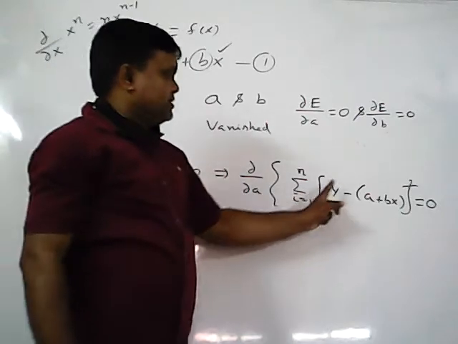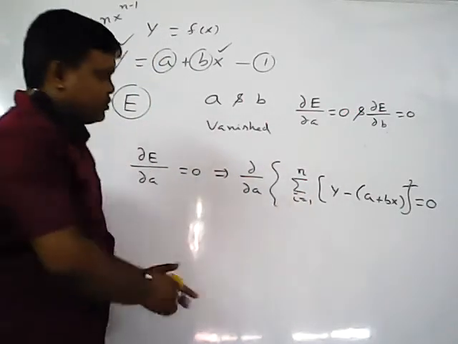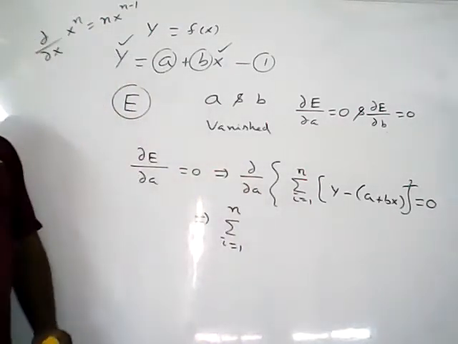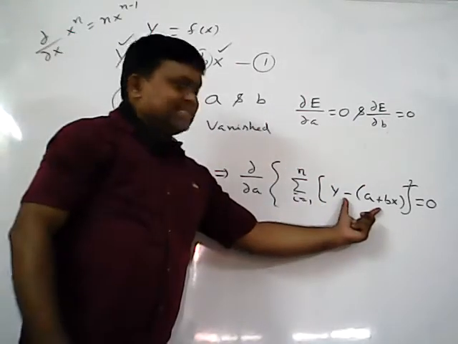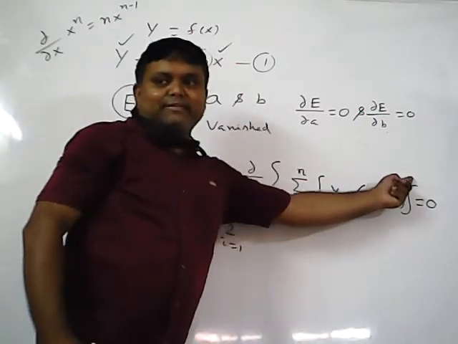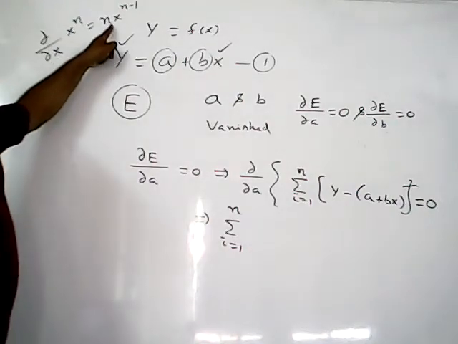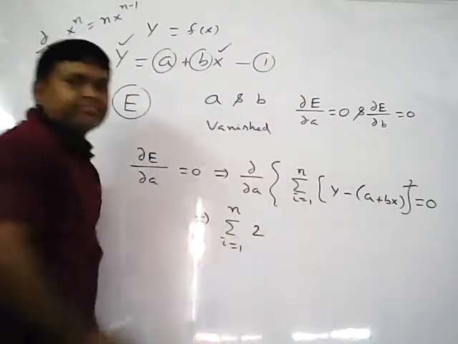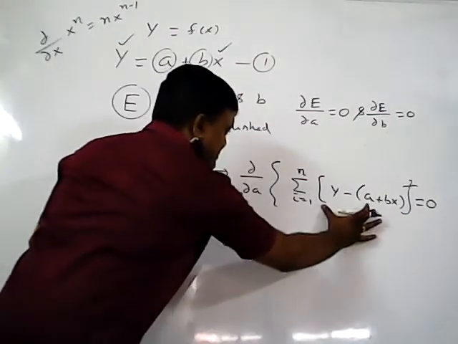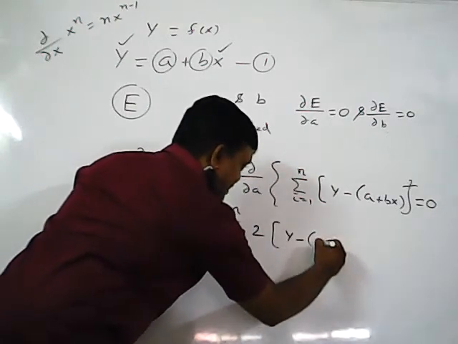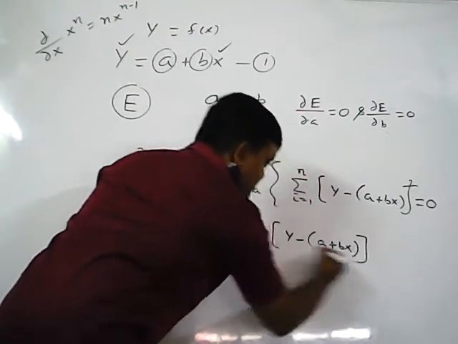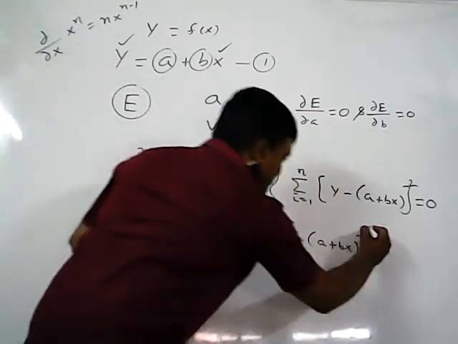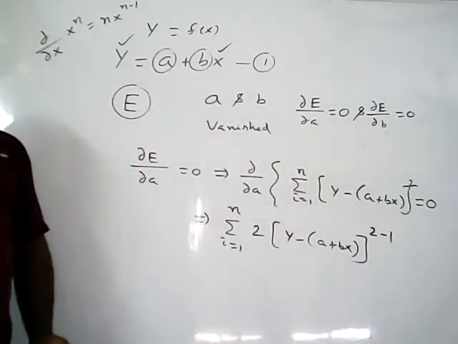Assume this is the summation. The summation is a constant, so that should be separated first. This is nothing but summation i equal to 1 to n. Then assume this total term is x, so x power n. The formula is n into x power n minus 1. Here n is 2, so 2 into x, where x is the term y minus (a plus bx). And n minus 1 is 2 minus 1.